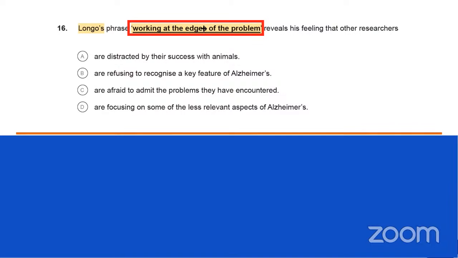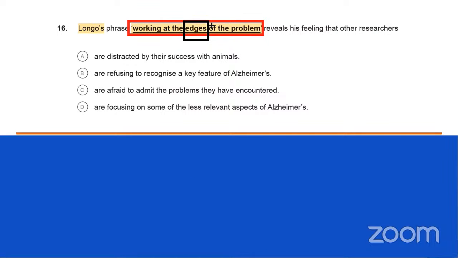Now, working at the edges of the problem. If you see the 4 options, Longo's phrase, working at the edges of the problem, reveals his feeling that other researchers, okay, edges of the problem. What do you mean by edges of the problem? The main word is edges. What is the opposite of edges?